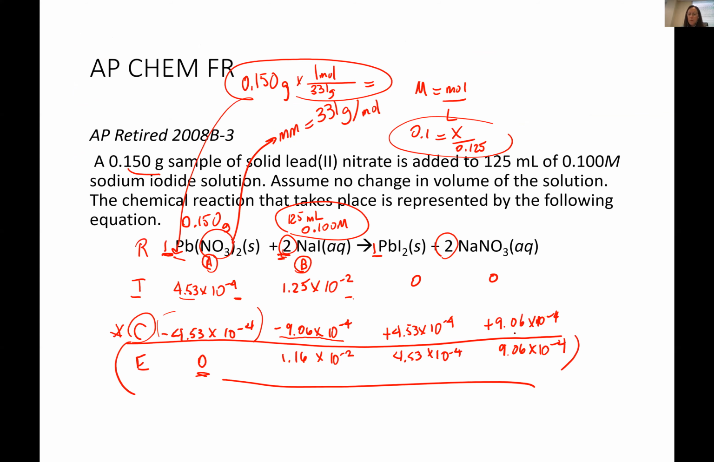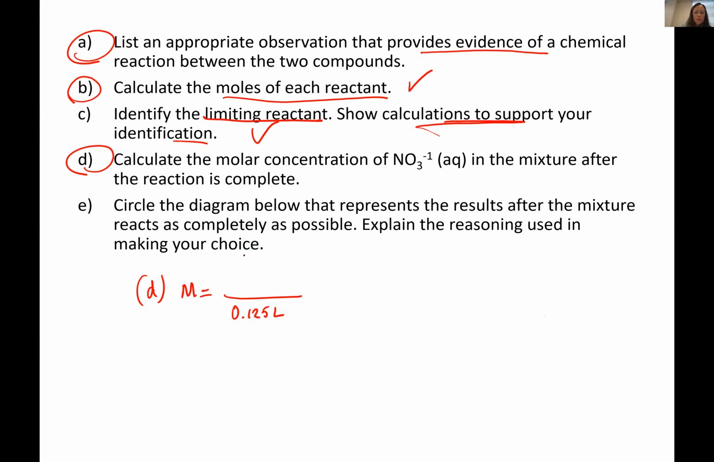So for every sodium ion, we make one nitrate ion. So this is my number, 9.06 times 10 to the negative fourth. So I even have what I need to find my concentration of my nitrate, because that's how many moles of NO3 minus. Now, if that had had a subscript 2, we would have to multiply it by 2, but we don't. So it's a 1-to-1 ratio. So we could get our molarity right there.